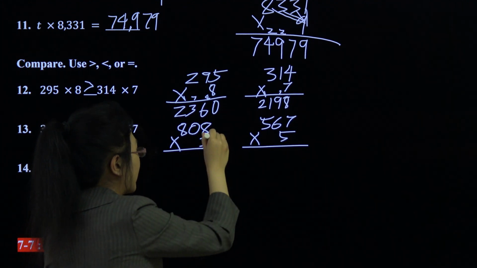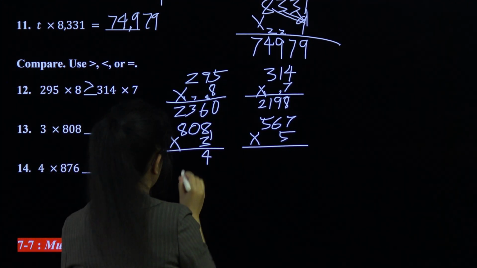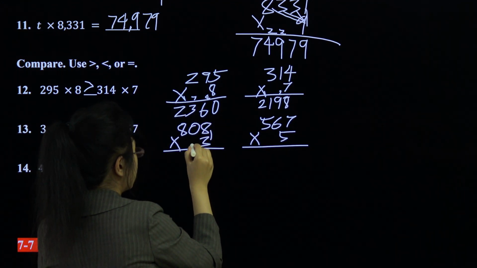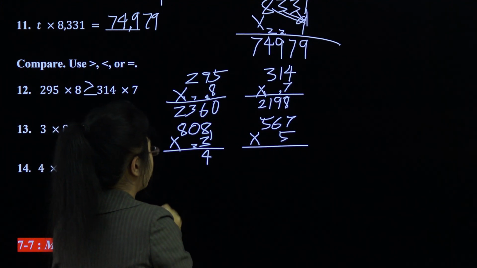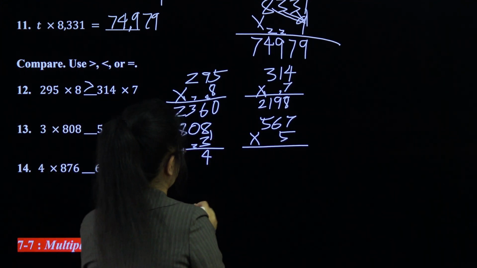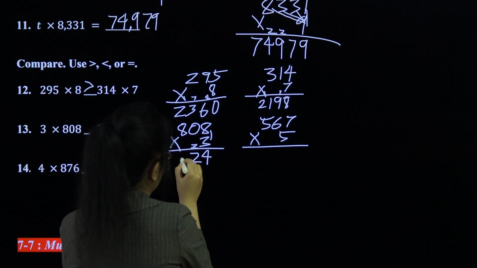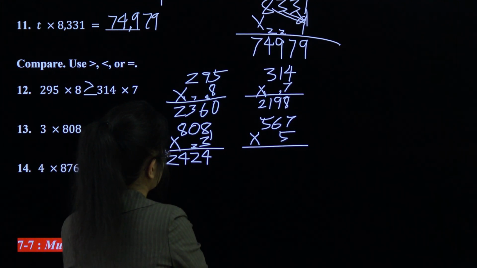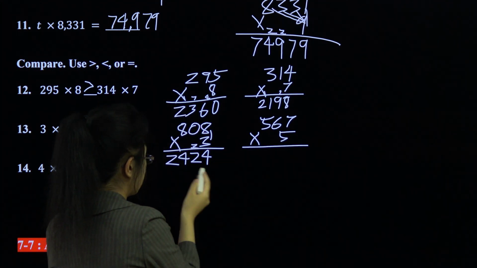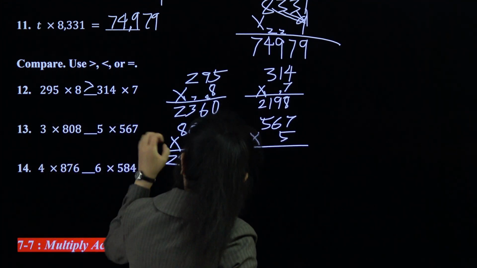3 times 8 for the ones place is... oh yeah, this is multiplication across zeros. You regroup, and then 3 times 0 is equal to, well, 0. So 0 plus 2 is 2. 3 times 8, 24. There's nothing in the thousands column, so we just slap it down. Well, drag it down.